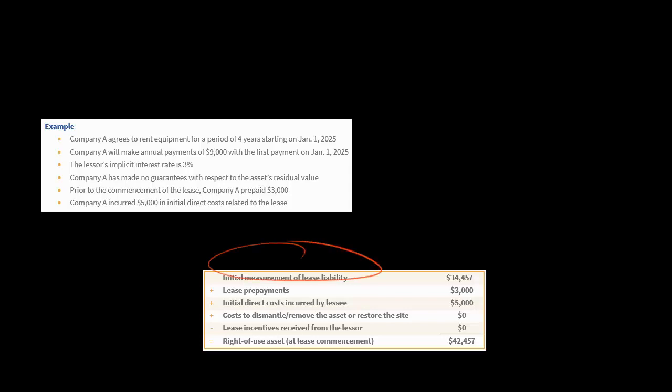So our initial measurement of lease liability, I've already done the calculations for you, $34,457. If you want to know how to calculate the lease liability, I encourage you to check out the video that I made on that. So we got $34,457. That's the present value of the lease payments. Now we had a lease prepayment of $3,000, so that gets added. We add the initial direct costs of $5,000. So this plus this is $42,457. So the lessee would record a right-of-use asset on their statement of financial position of $42,457 at the commencement of the lease.